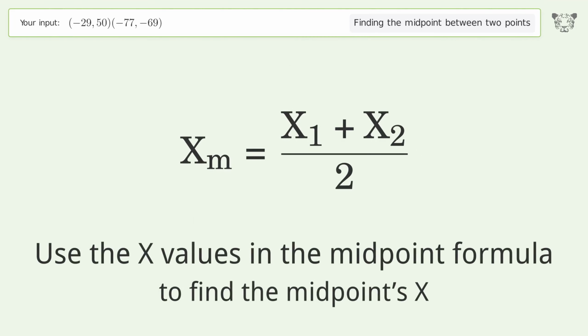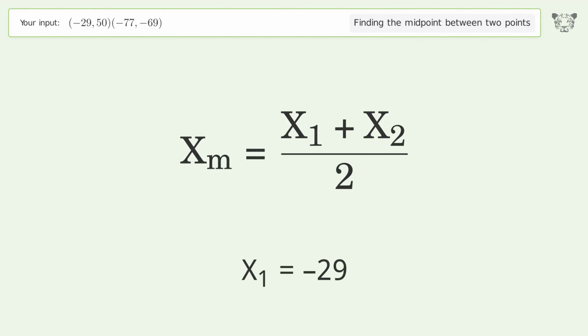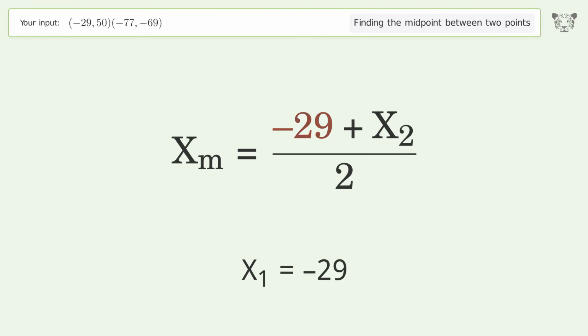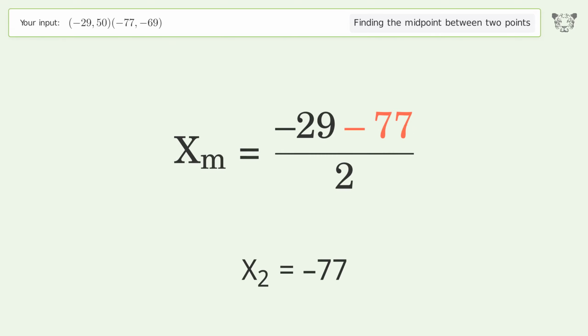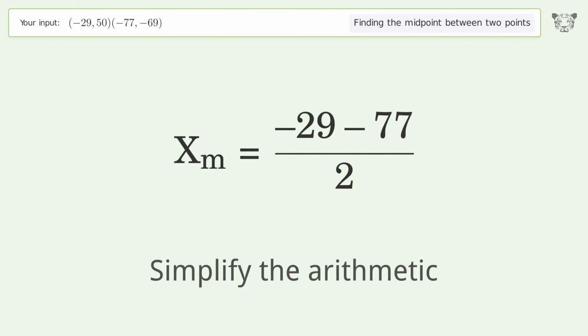Use the x values in the midpoint formula to find the midpoints x. x1 equals -29. x2 equals -77. Simplify the arithmetic.